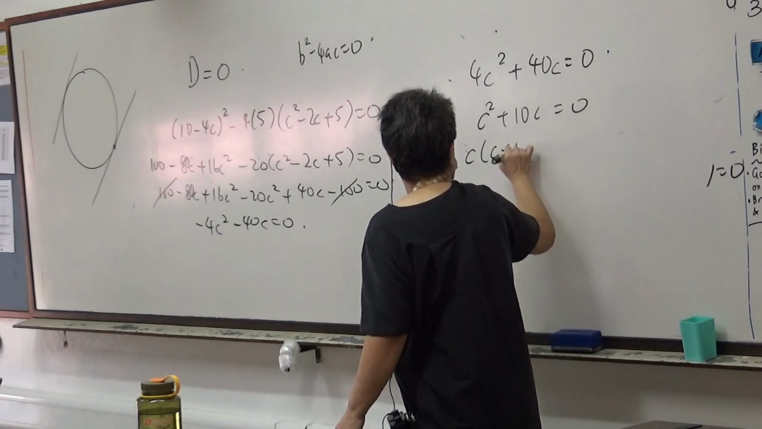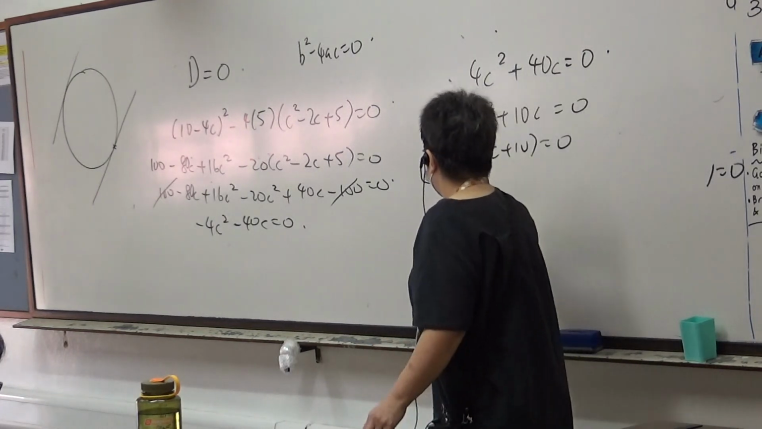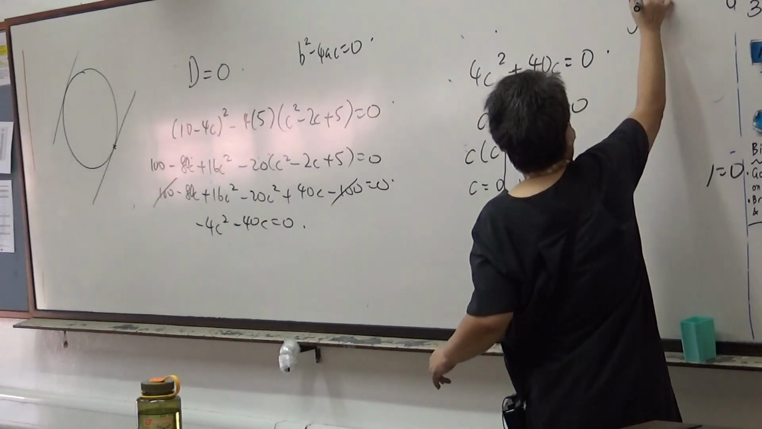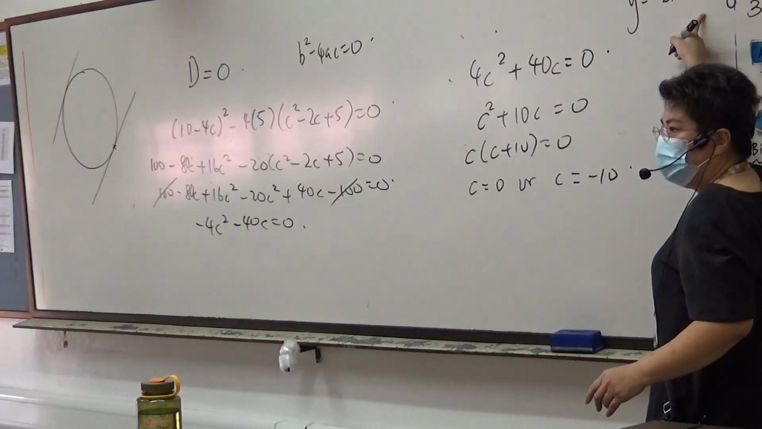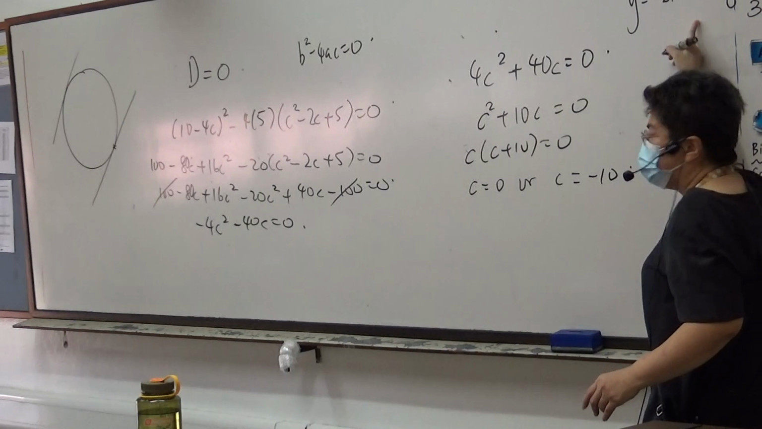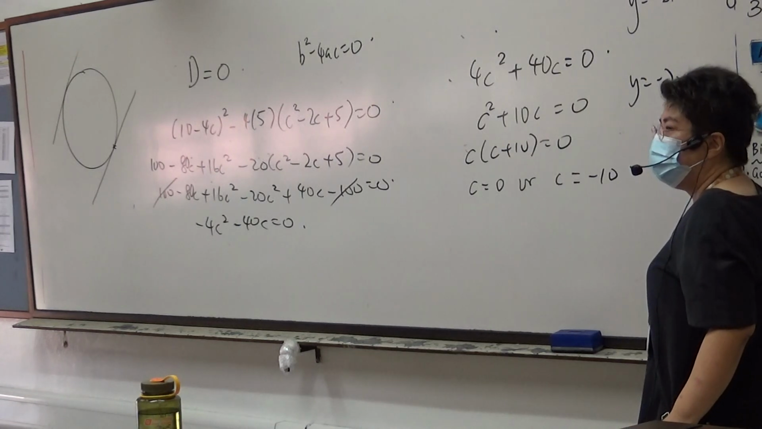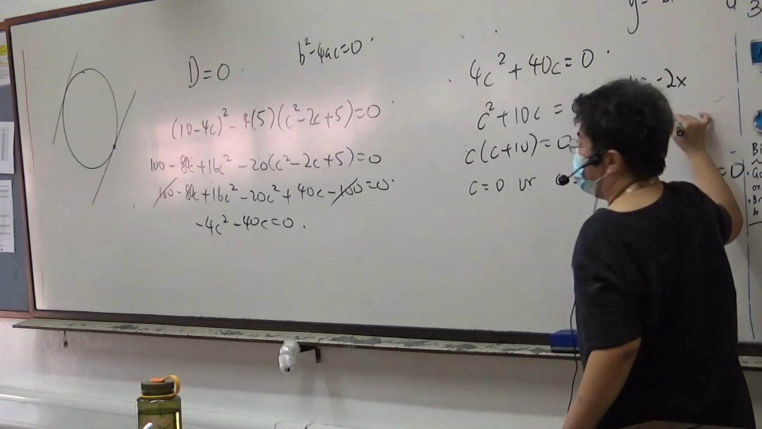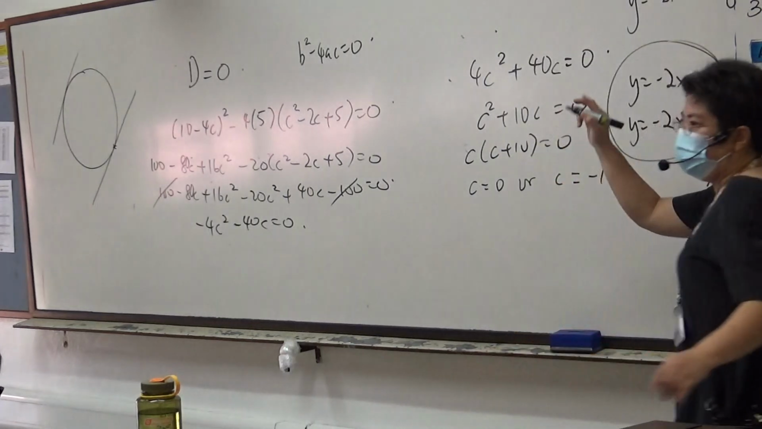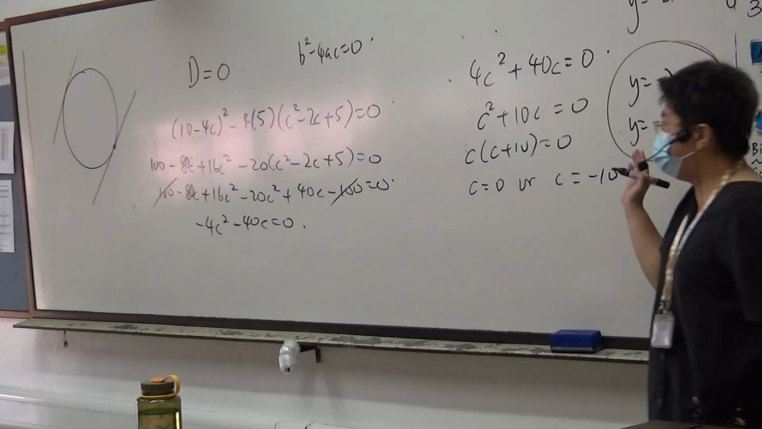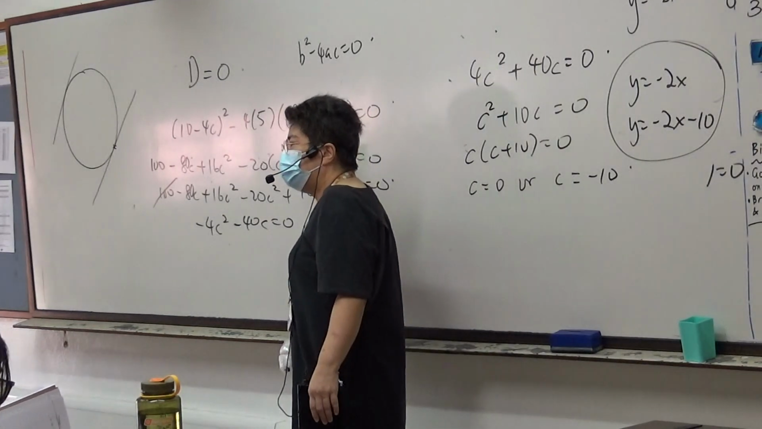Now, take out. Right? What is c? C is 0 or c is what? Negative 10. Just now I say the... Correct? So what are the possible equation of the tangents? It will be y equals to negative 2x plus 0, right? Plus 0 must you write? No. Or what? Y equals to negative 2x minus 10. So these two are the possible equation for the tangents. Y equals to negative 2x and y equals to negative 2x minus 10. Everybody clear now?